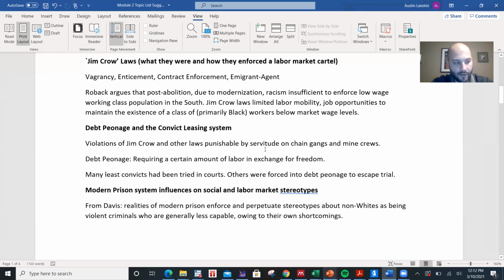And during this time period, many of the workers on the chain gangs or mine crews would have been convicts that had been tried in court, but others were forced into debt peonage in order to escape trial. So if you were someone who was accused of a crime and you believed that the jury would not have been very fair to you, or that you were likely to be found guilty regardless, you would likely serve on the chain gangs or a certain amount of debt peonage to avoid going to that jury trial. Right, so many of these people were convicts, others were simply accused.